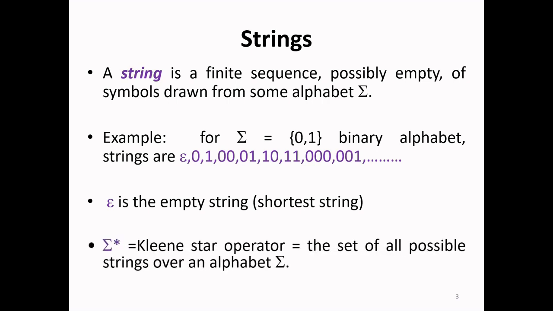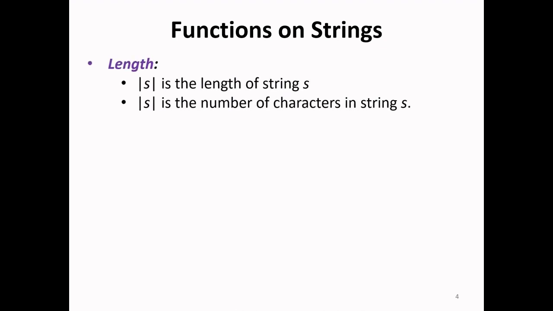Sigma star is the Kleene star operator, which represents the set of all possible strings over an alphabet sigma. So, let us see some of the functions on strings. The first function on strings is length, which is the number of characters present in that particular string. For example, epsilon represents the empty string, so its length is equal to 0. Consider the next example: in this string there are 1, 2, 3, 4, 5, 6, 7 characters. So, the total length of this string is equal to 7.